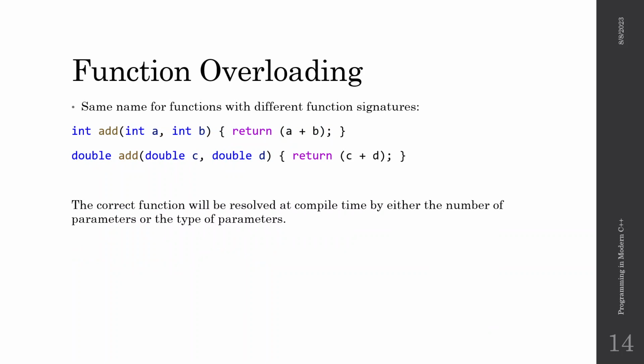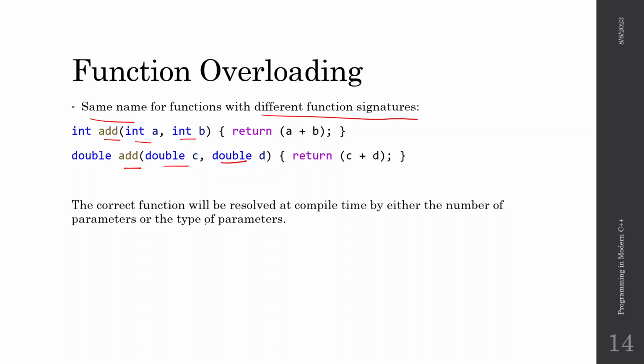Next we have function overloading. It means that we can use the same name for functions with different function signatures. That is called function overloading. So we use the same name such as add, but different signatures like int and double. Different signatures means that the function body might also be different, but the name is the same.